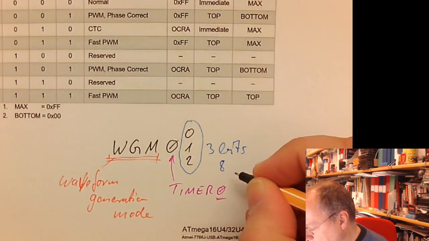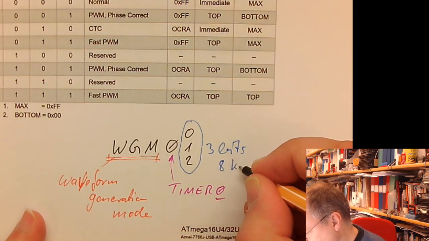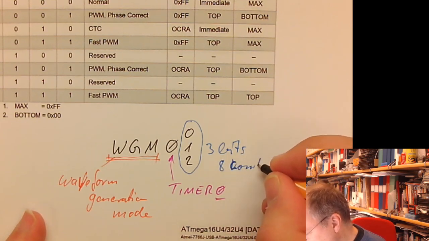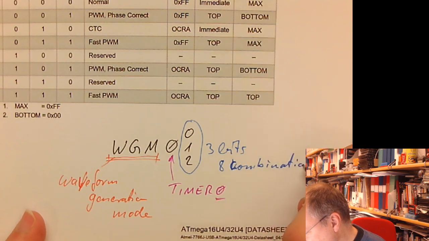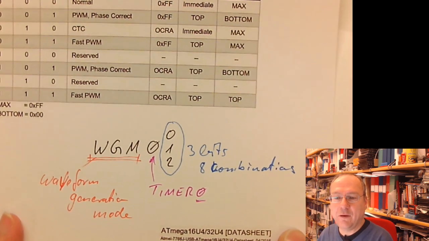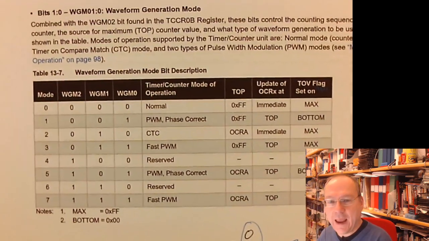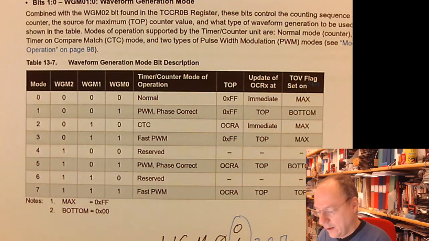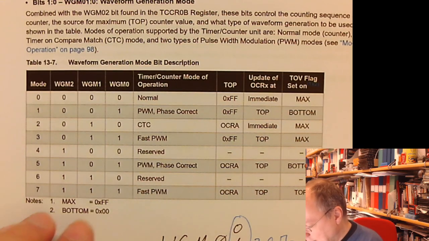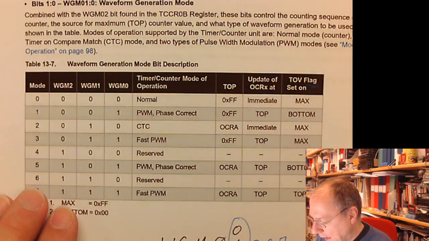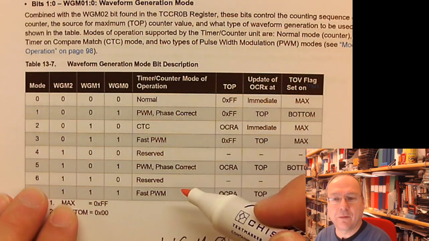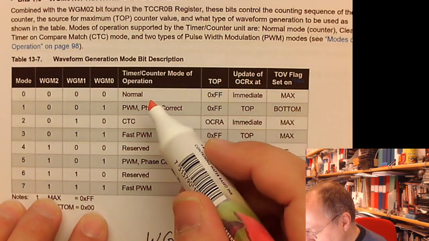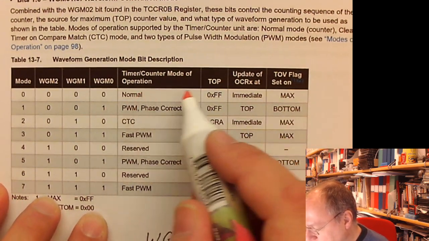Which gives us eight possible combinations. Yeah, combinations in English is with a C. Eight combinations of values. And these eight combinations are listed in this table here. In this table, we can see that we have eight different ways to use our timer, and we have a short description of what these different options are.